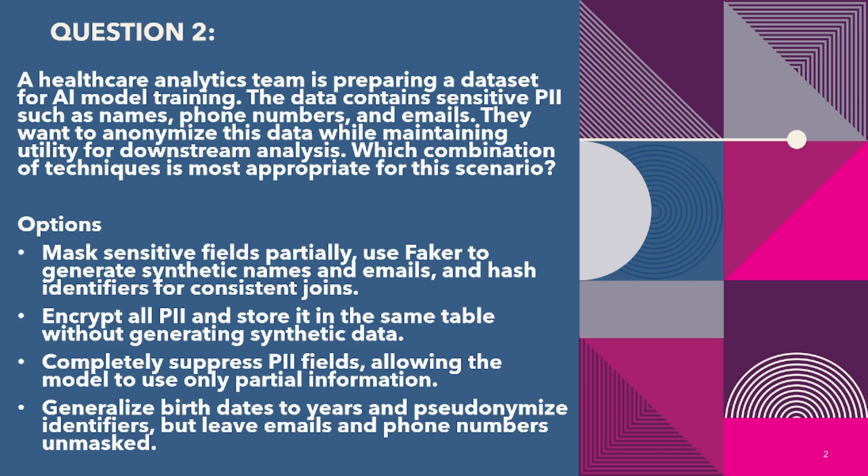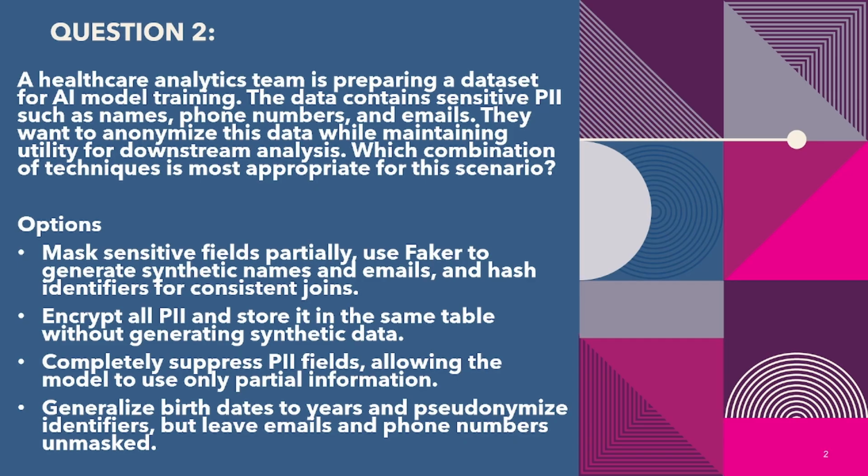Option 1, mask sensitive fields partially. Generate synthetic replacements for names and emails using Faker, and hash customer identifiers for consistent joins across tables. Option 2, encrypt all PII and store the encrypted data in the same table without generating synthetic data to ensure maximum protection.